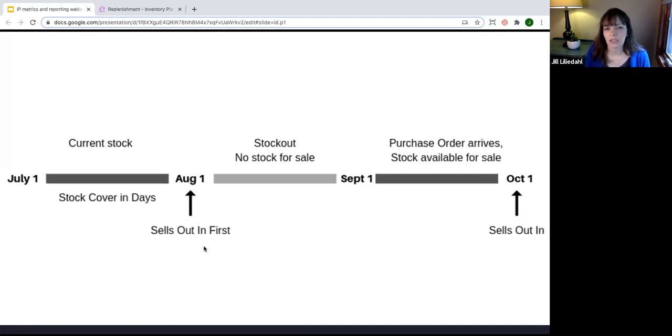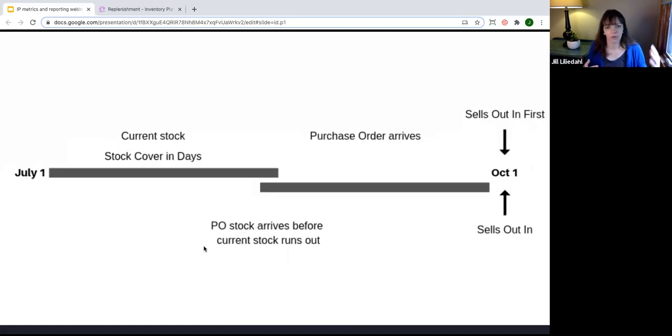Okay, so we can see here how sells out in first has the first day we're running out, and then October 1st with the sells out in is basically the last day that all of that stock is going to last. So this is the situation where we have a gap before our purchase order arrives. But what if we don't have a gap? We'll get that purchase order before we run out of our current stock.